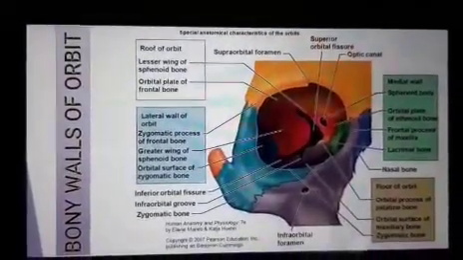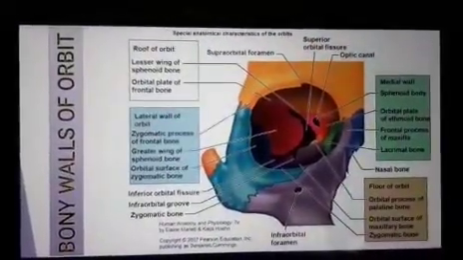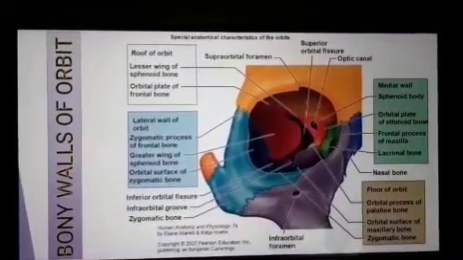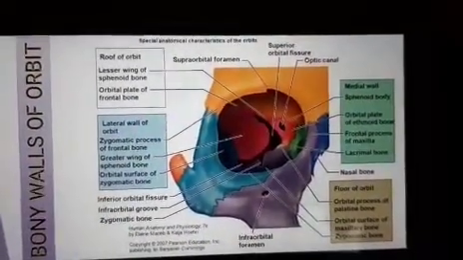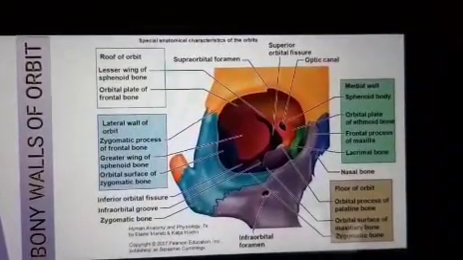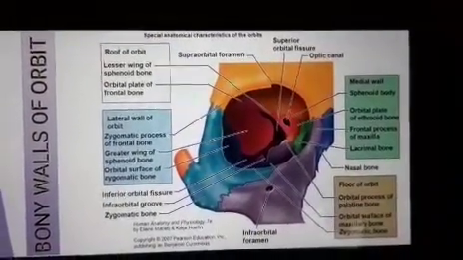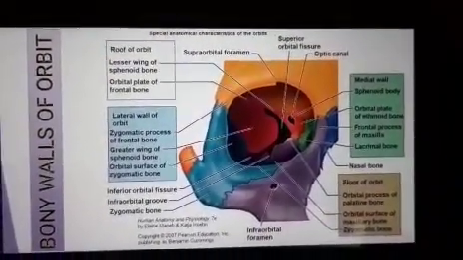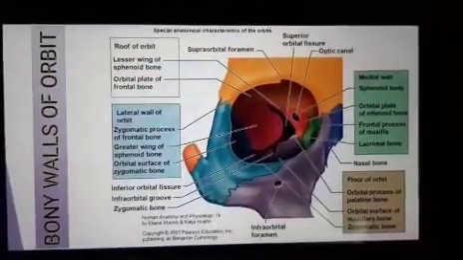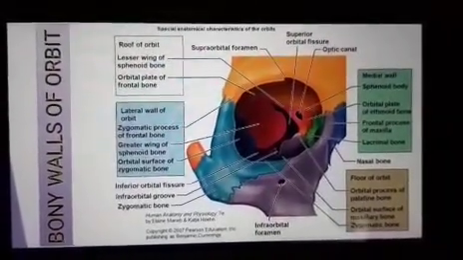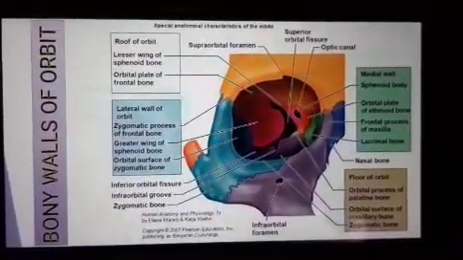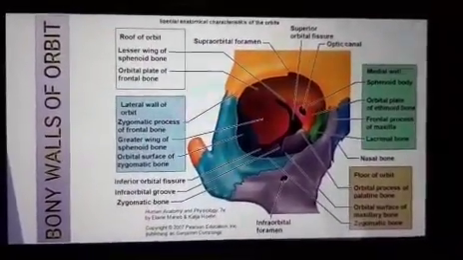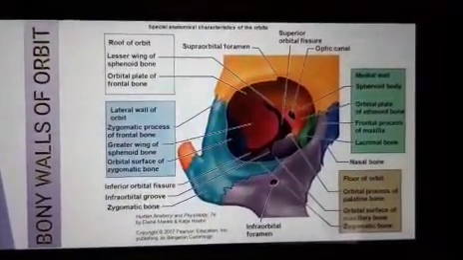Now, talking about the very important thing here, the walls of the orbit. The orbit has 4 walls: the lateral, the medial, the roof, and the floor. The lateral wall is made up of 3 bones: the zygomatic process of frontal bone, the greater wing of sphenoid bone, the orbital surface of zygomatic bone. And then we have the medial wall, which is made up of 4 bones: sphenoid body, the orbital plate of ethmoid bone, the frontal process of maxilla, and the lacrimal bone.